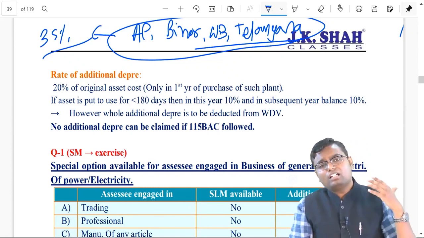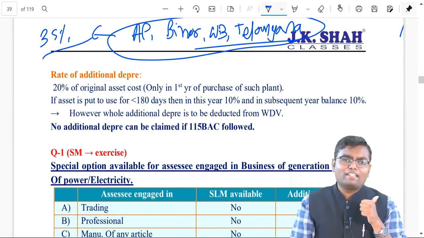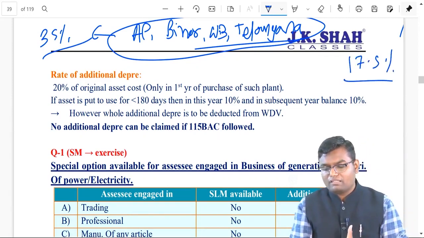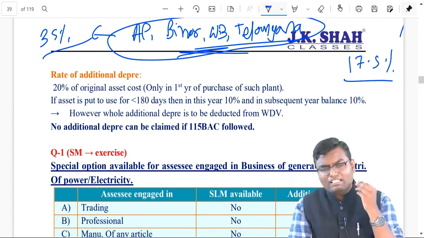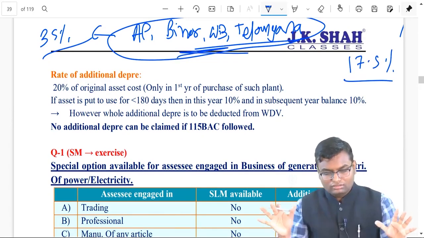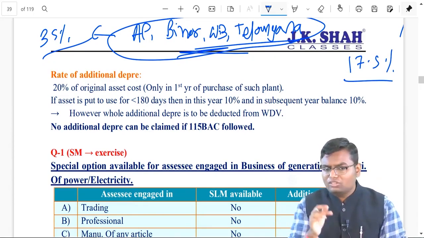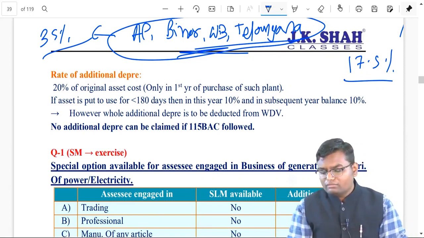So if you would have acquired for less than 180 days in 19-20, then in that year you would have claimed 17.5%. So in this year also the rate would have been 17.5%. But if you purchase any new asset in 20-21, even in these 4 states, now the amendment has come, depreciation will be still 20%, not 35%. So that was an irrelevant point, that's why I have not covered it over here. Transitional provision you can consider.